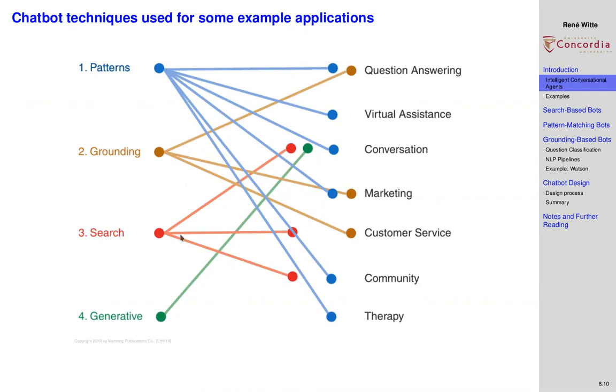Today, we'll talk more about grounding and search. And again, generative systems, they're a bit more limited in what you can use them for. It's mostly for conversational agents nowadays. And how they work in detail we will come to in the next couple of weeks.